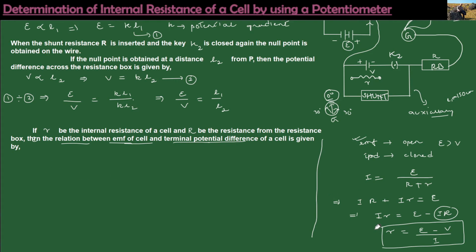So you can review this video clip concerning this derivation. From here I will just use this result in order to write the relation to find out the internal resistance of the cell. So what is that relation? The internal resistance of the cell is given by this relation, r equals E minus V divided by I.